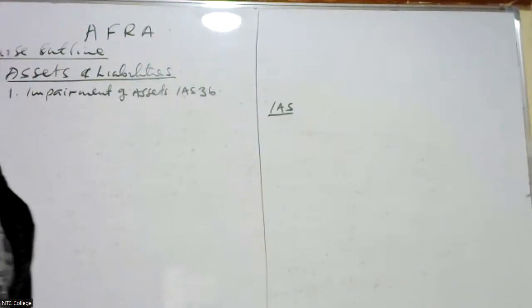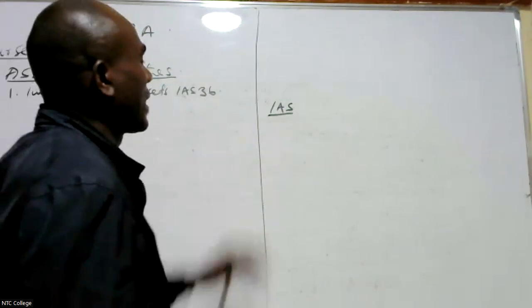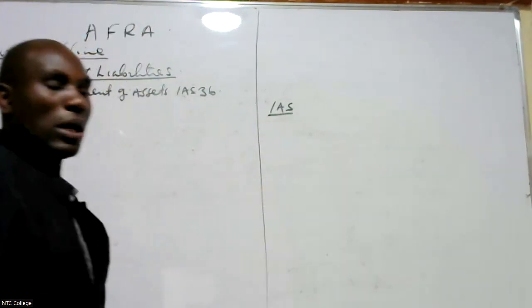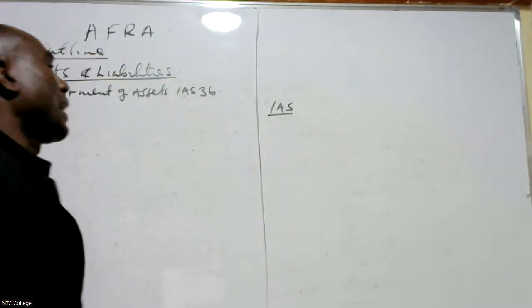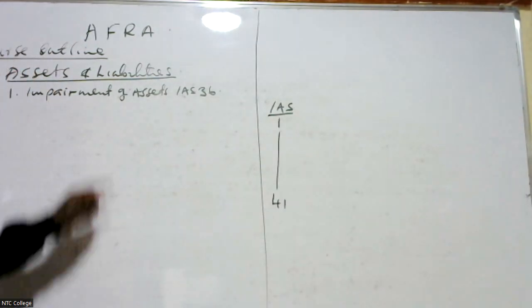Yes, we are recording. Now, when we say IAS, it means International Accounting Standard. International Accounting Standard moves from IAS 1 all the way to IAS 41. Therefore, when we discuss impairment, it's under IAS 36. Remember, it goes up to IAS 41.